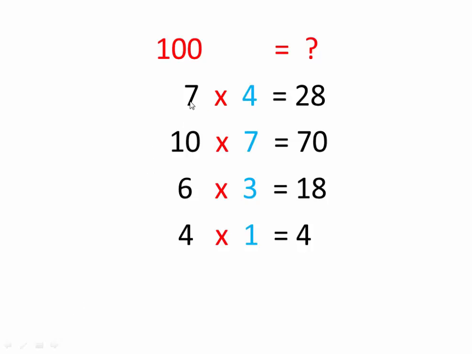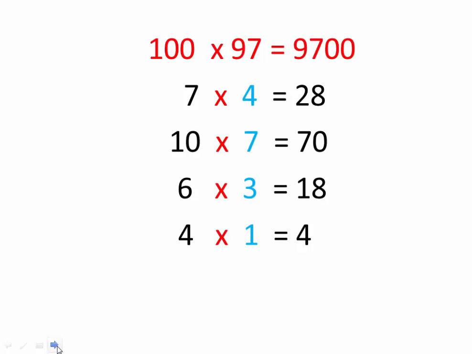Now we've got to look at the connection between this number and this number. You should notice that if we take 3 away from this, we'll get that. Take 3 away from 10, you'll get 7. Take 3 away from 6, you'll get 3. Take 3 away from 4, you'll get 1. So what are we going to times 100 by? We're going to times it by 100 minus 3, which is 97. And that will give us the answer 9,700.